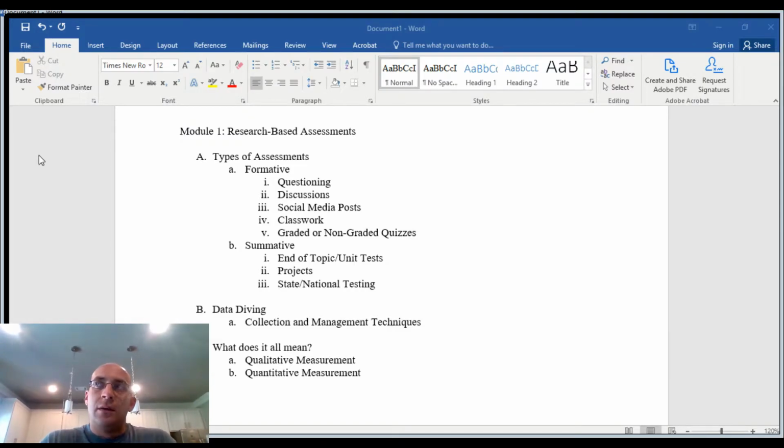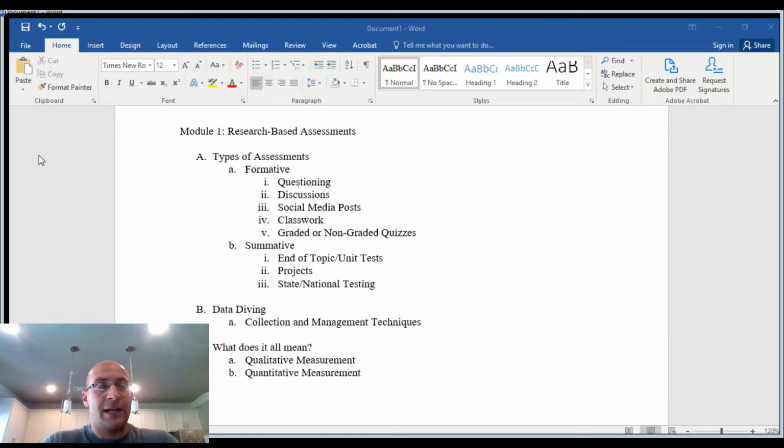Now, theoretically, formative assessments should not be graded, but that doesn't mean that data should not be collected from it. So the way I like to think of it, and the way I like to tell new teachers, is this: formative assessments really will give you a far better qualitative measurement than quantitative. So let's take a look at some of the examples in terms of the qualitative or the formative assessments.